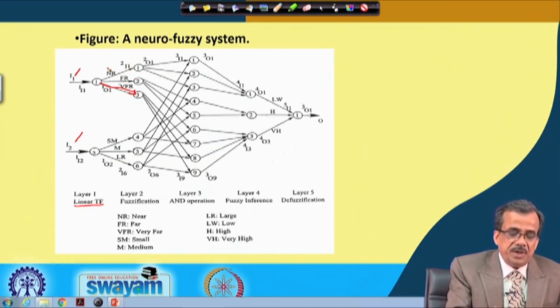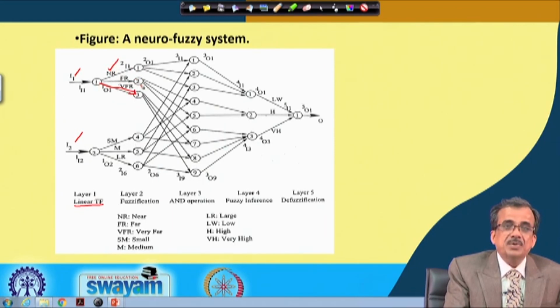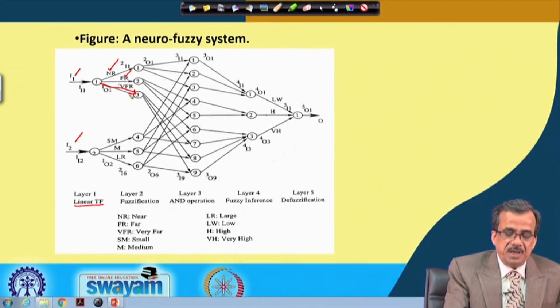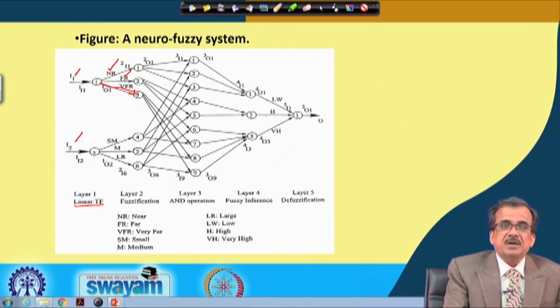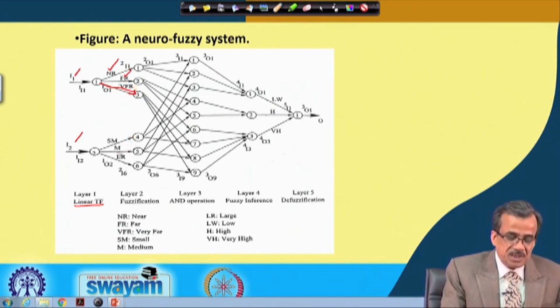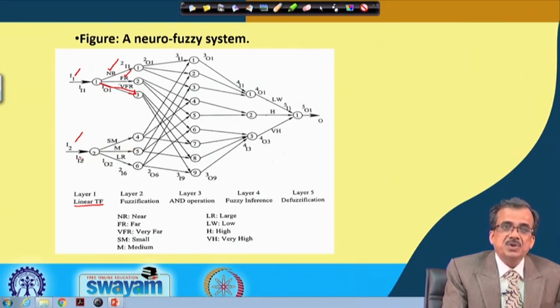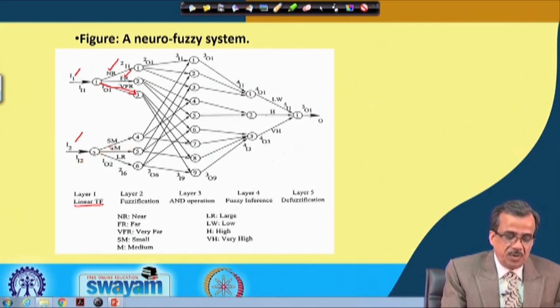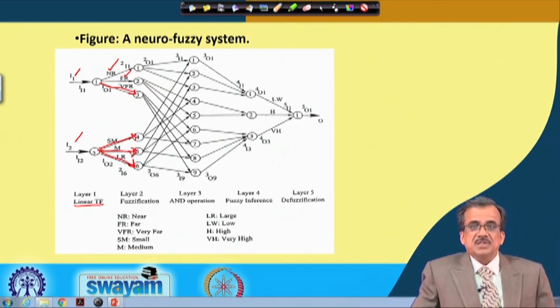Now, V11 is going to represent near, V12 is going to represent the half base width for the far, and V13 is going to represent the base width for the very far right angle triangle. Similarly, the membership function distribution for the linguistic terms used to represent I2 are denoted by V24, then comes V25, then comes V26.